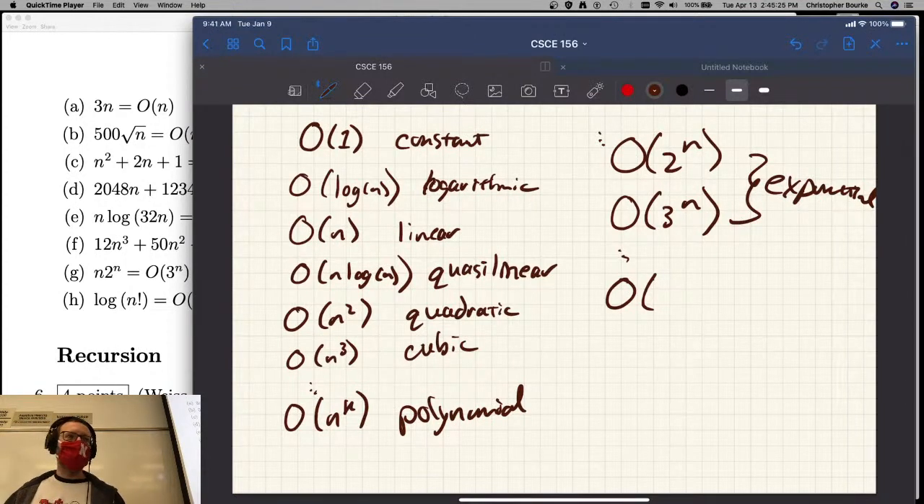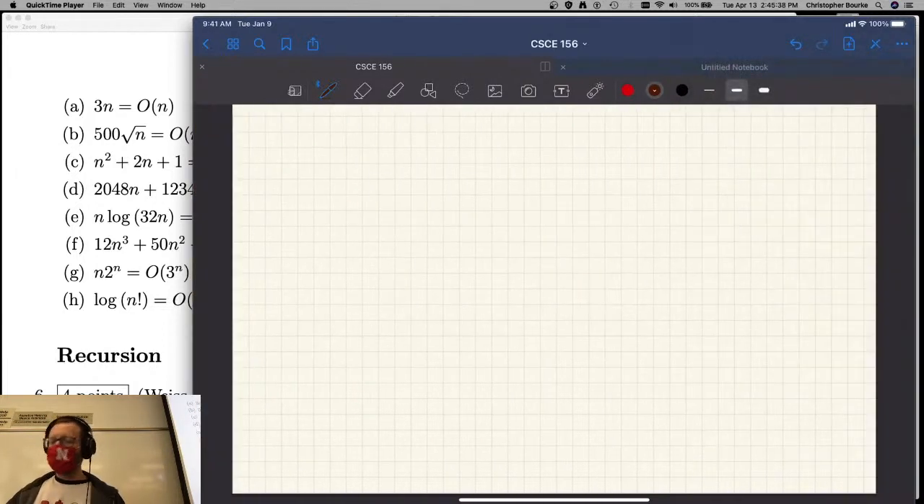You can go even higher than exponential. What is that thing right there? That's factorial. That's super exponential. What does that correspond to? In say 235, n factorial.